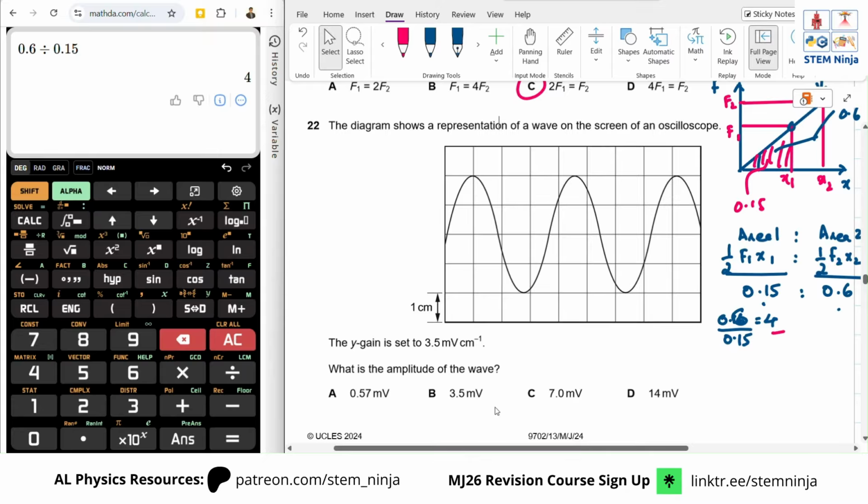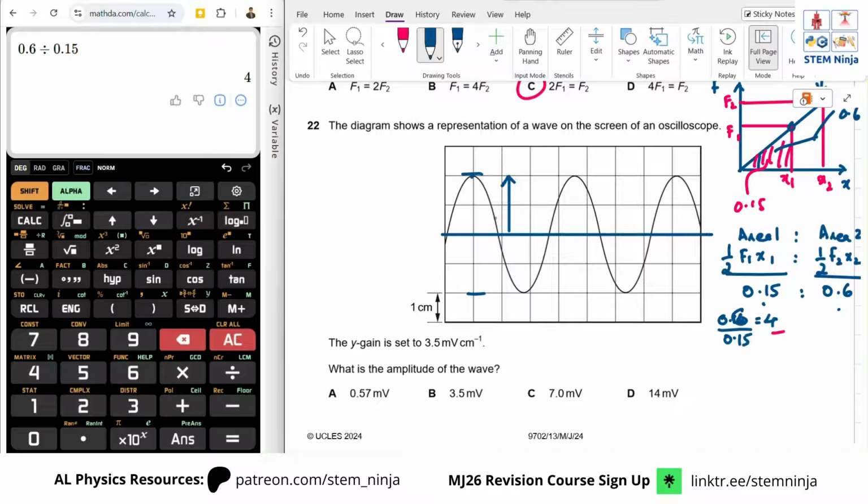The diagram shows a representation of a wave on a screen of an oscilloscope. The Y gain is set to 3.5 millivolts. What is the amplitude of the wave? So remember, amplitude is basically half of peak to peak. You can see that the amplitude is 2 divisions, because peak to peak divided by 2. This is where the mean point is. So 2 times 3.5, so that is 7.